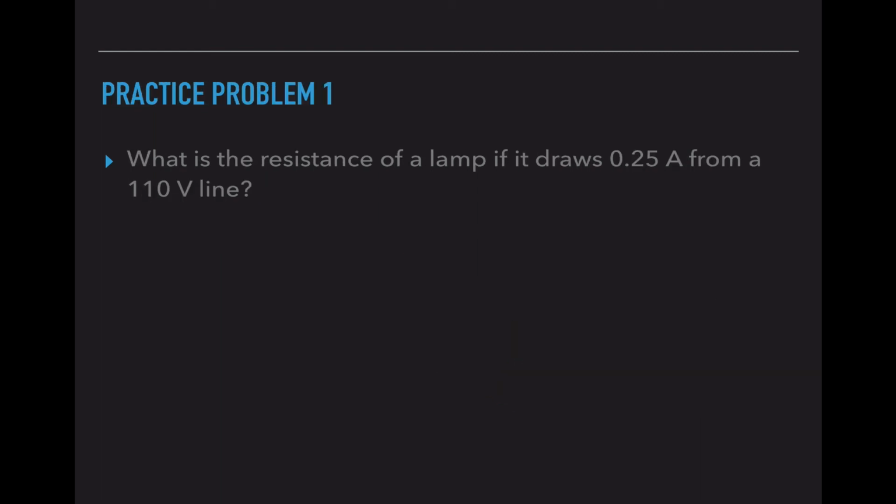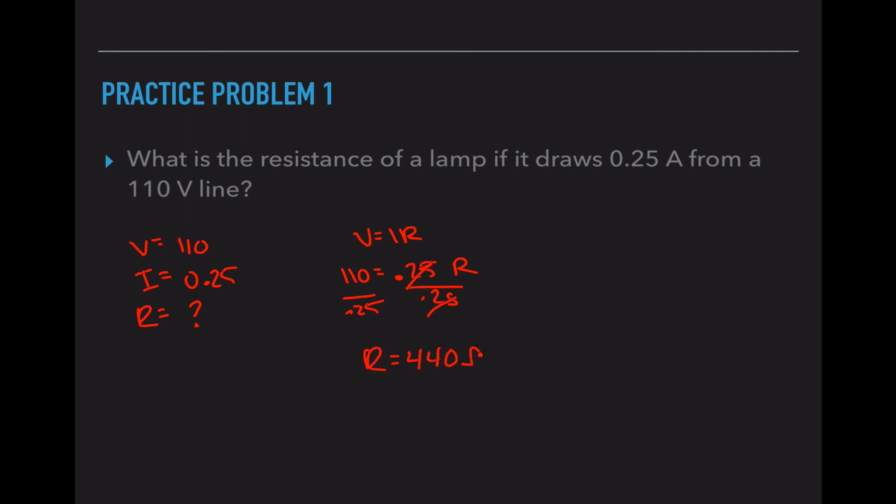Okay, so our first practice problem. What is the resistance of a lamp if it draws 0.25 amps from a 110 volt line? So just like normal, we have V equals, I equals, and R equals. V is 110, I is 0.25, and R is our question mark. So given our equation, we would have 110 equals 0.25 times capital R, divide both sides by 0.25, and capital R is 440 ohms. Not too bad, just simple algebra.